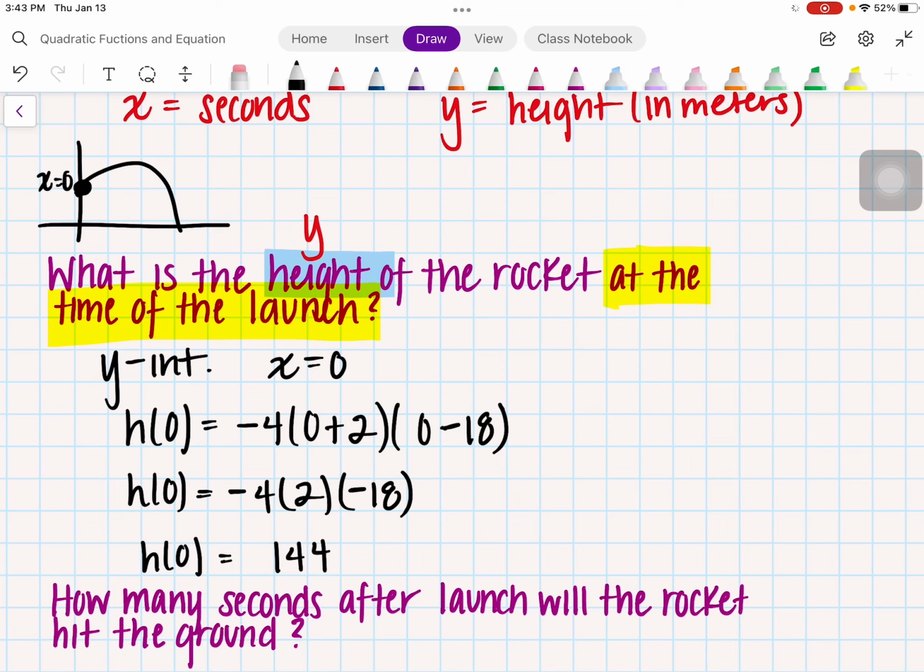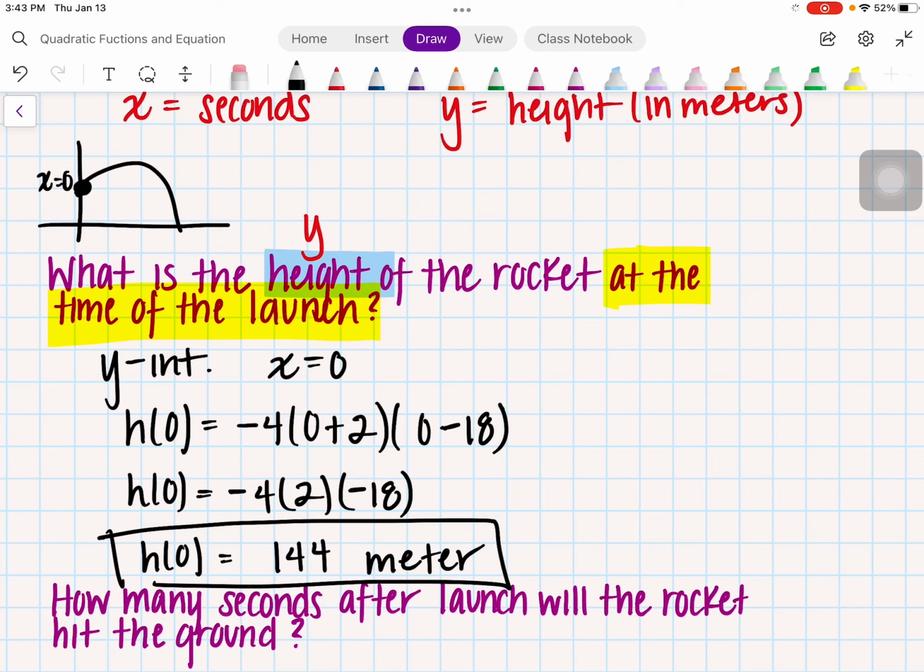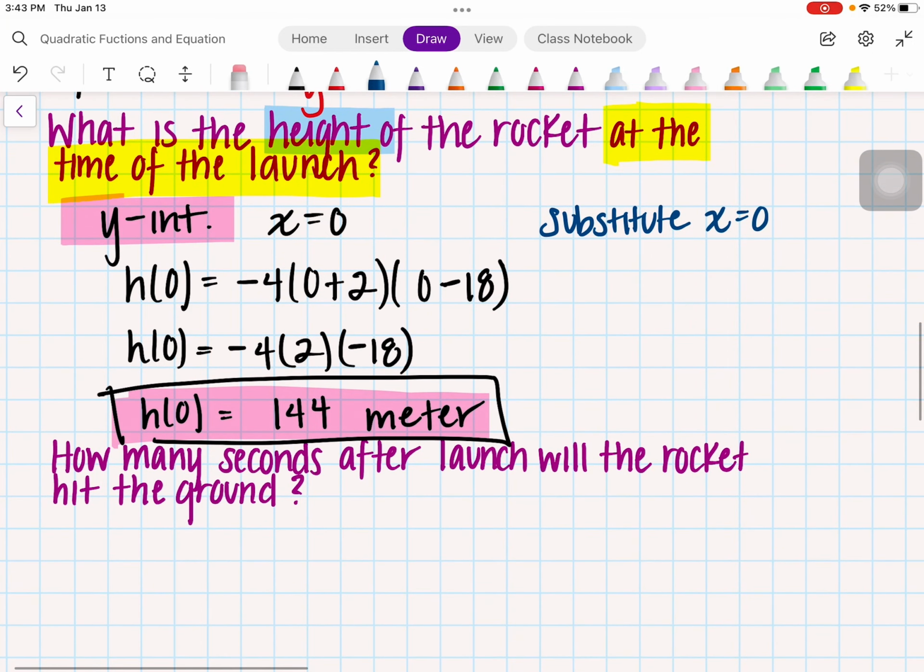So in this case, h of 0, or our y-intercept, is located at the point (0, 144), or the height of the rocket is 144 meters above the ground. All right, that's our answer for the first one. Once again, that is us identifying our y-intercept. If we want to solve for y, once again, you need to substitute x equal to 0 into the equation.